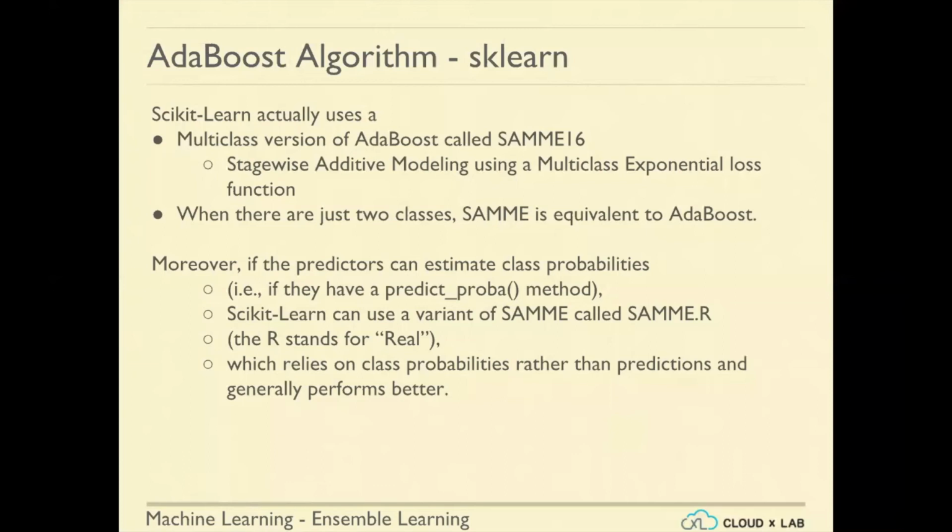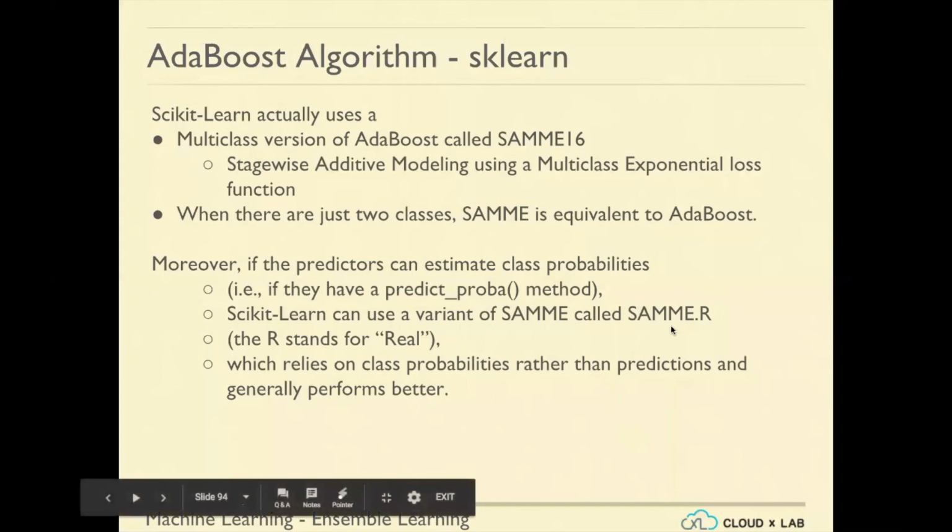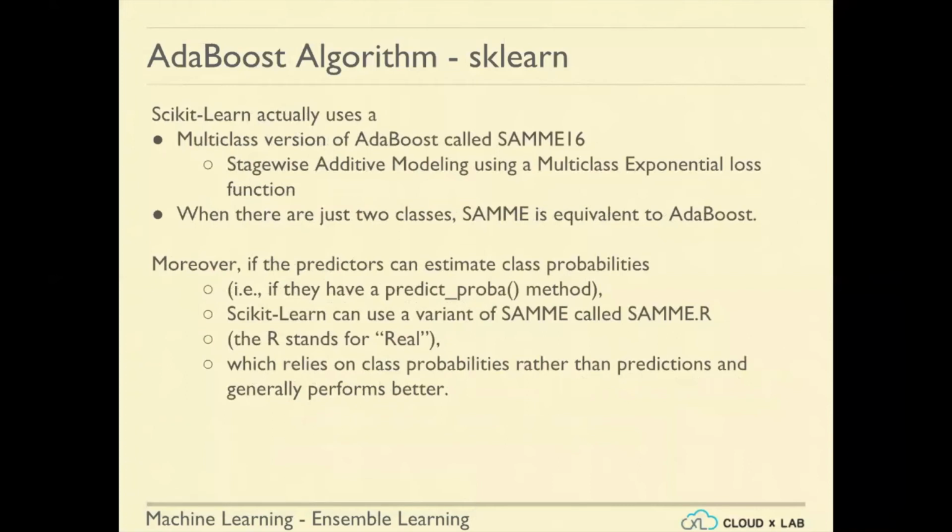Moreover, if the predictors can estimate class probabilities, that is, they have a predict_proba method, scikit-learn can use a variant of SAMME called SAMME.R. R stands for real, which relies on class probabilities rather than predictions and generally performs better. In most of the cases in the whole algorithm of AdaBoost, we did not rely on probabilities. We only relied upon the right prediction.